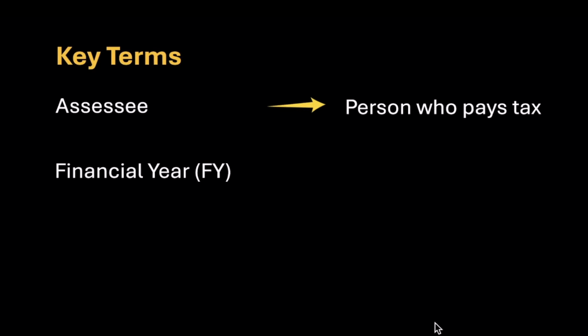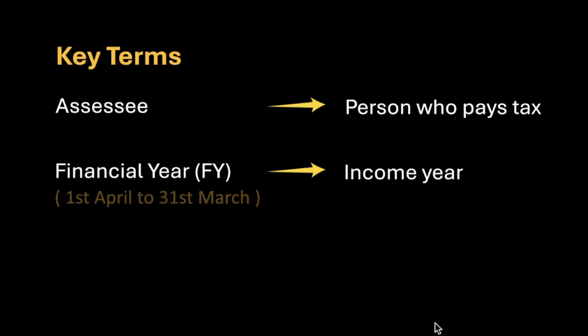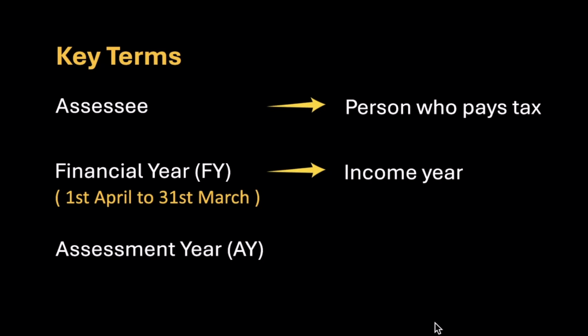Okay. Next comes the financial year, or we call it FY. This is the year in which you actually earn your income. This is called the income year. In India, it runs from 1st April to 31st March. Now comes the assessment year, or AY. This is the year in which your income is evaluated and taxed. Basically, tax calculation year.